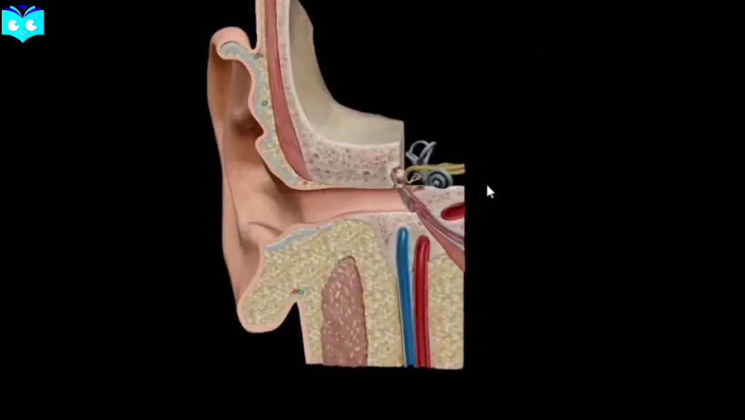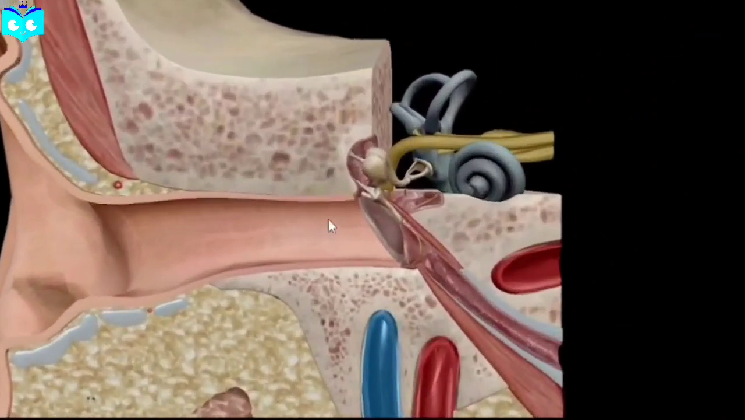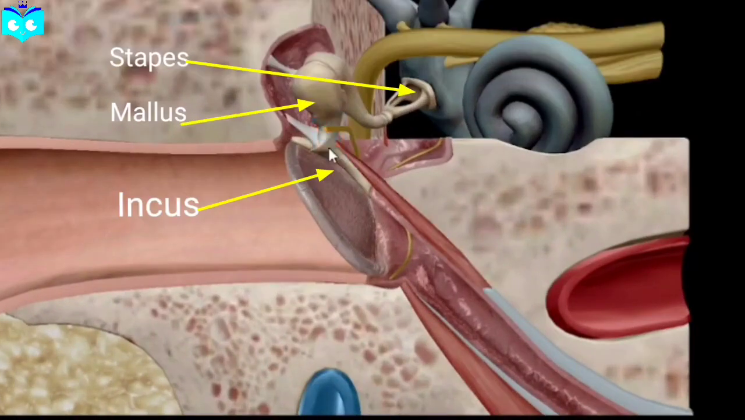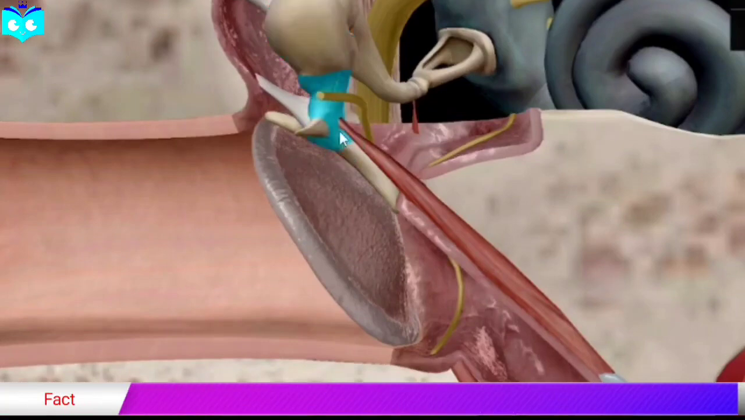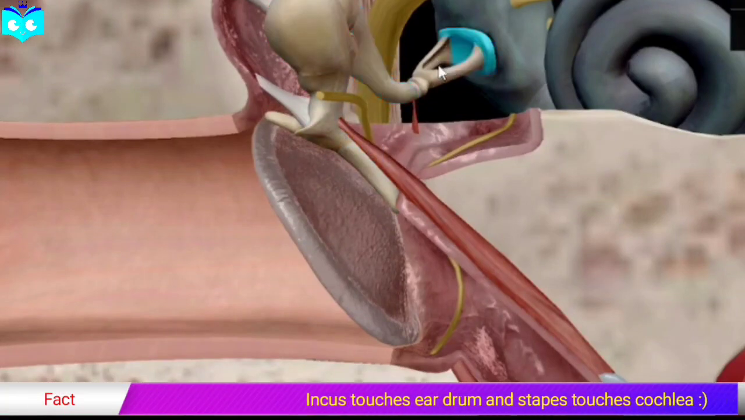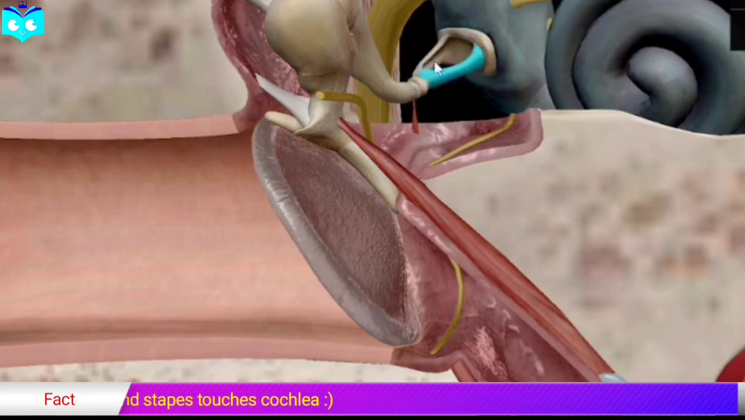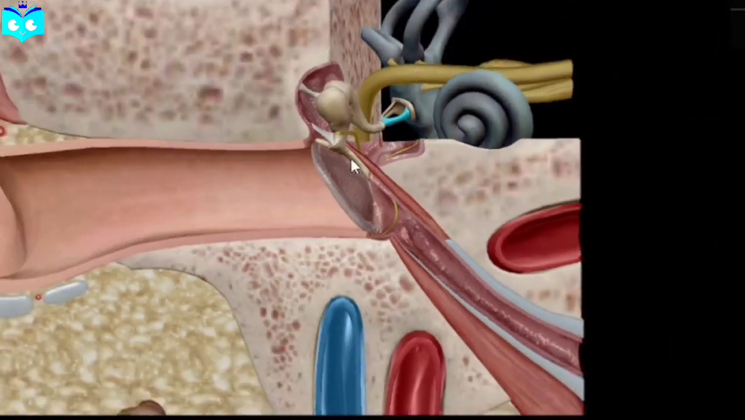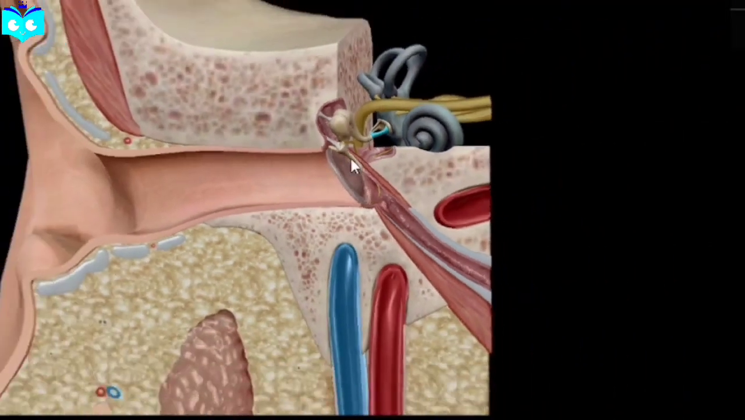Now if we look deep inside the ear, there are very small bones which are the incus, malleus and stapes. The bone which is connected to the eardrum is the malleus, and this is the incus, and this one which is connected to the cochlea is the stapes. This is the stapes. This is the incus, and this one is the malleus, which is connected to the eardrum. Now we are done talking about the skull.